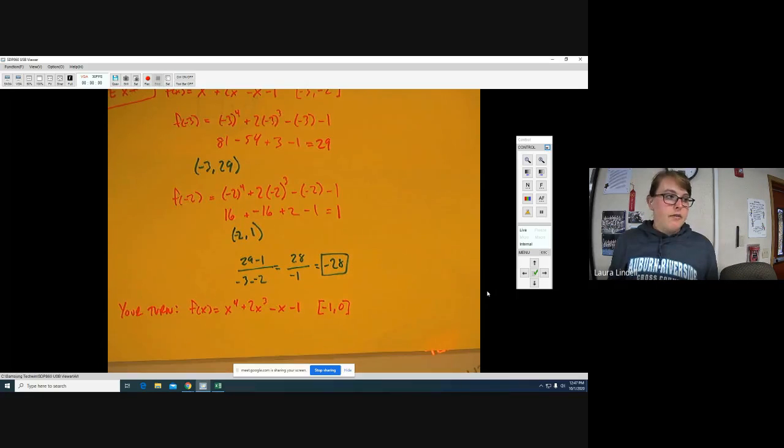There's your function. Go ahead and find your average rate of change here. Once you think you've got it, type done in the chat. Or if you have a question at any point, feel free to ask away.